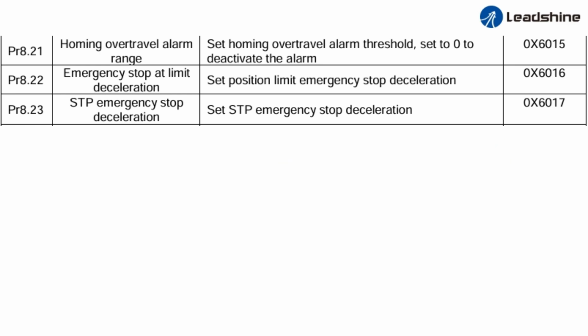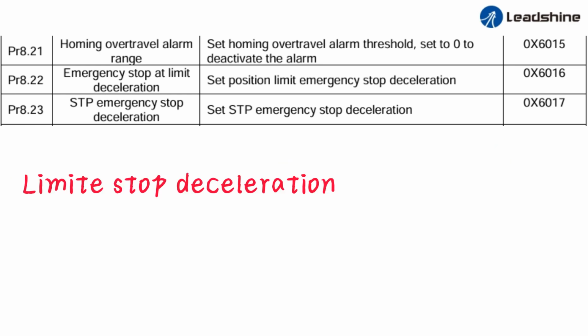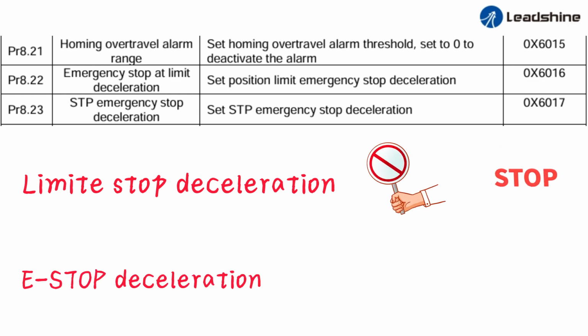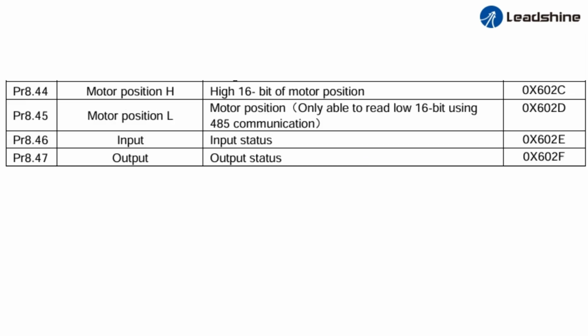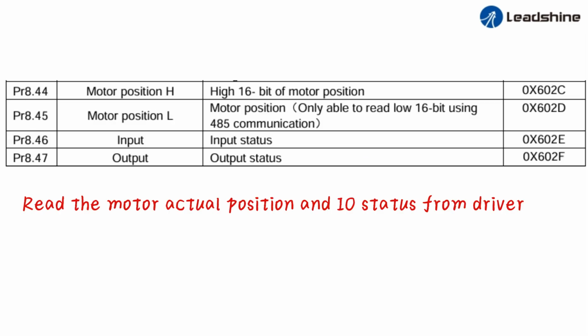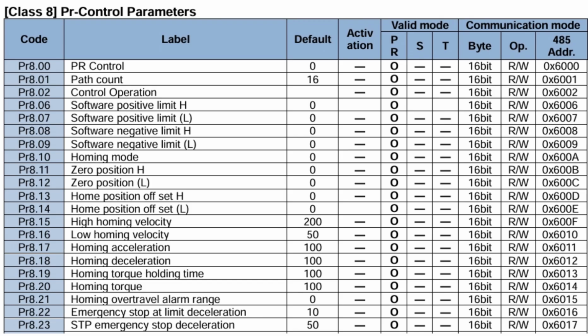PR 8.22 is used to set stop deceleration when the motor is hitting the limit sensor. PR 8.23 is used to set stop deceleration when the emergency stop is triggered. PR 8.44 and PR 8.45 are used to feed back the motor current position. Generally, the above parameters are often used in the PR mode.